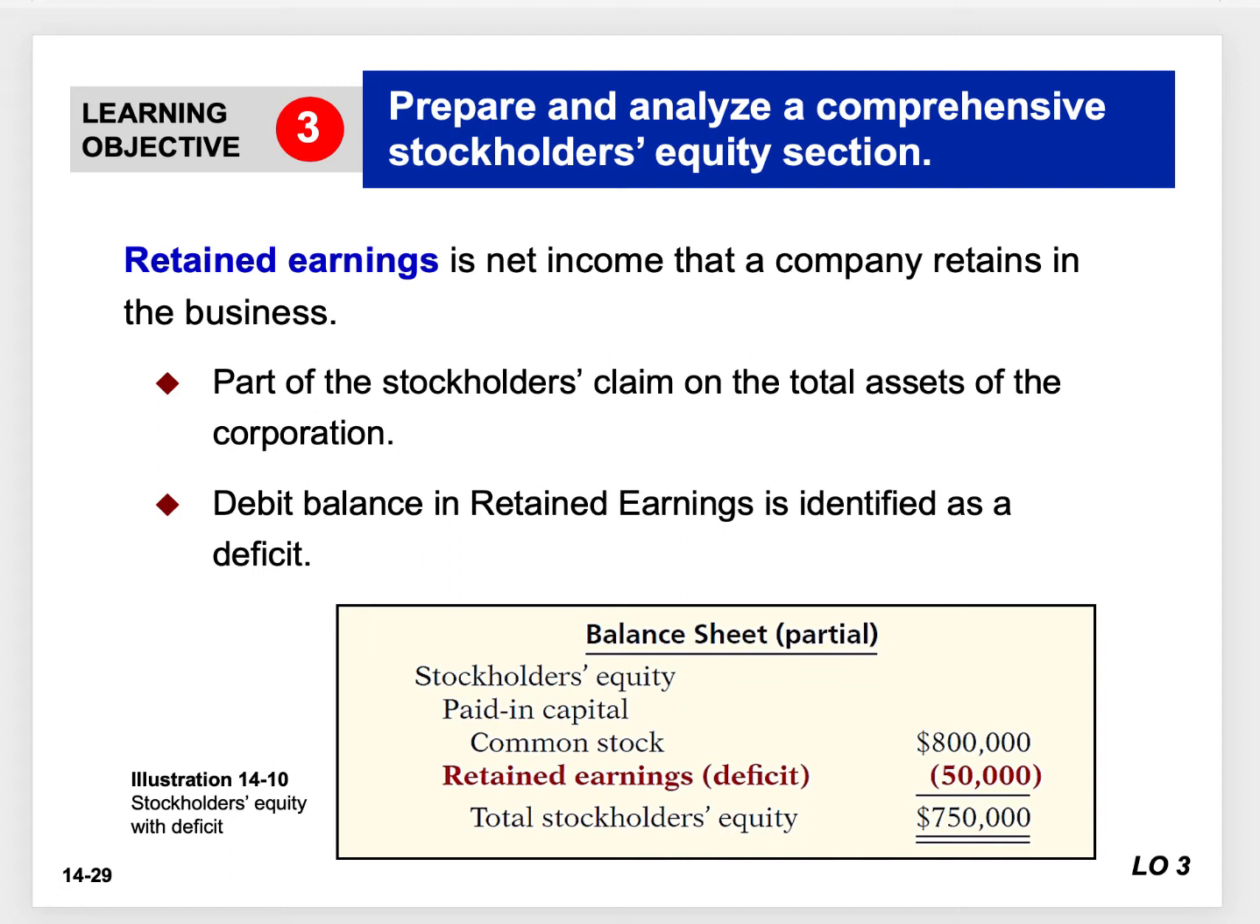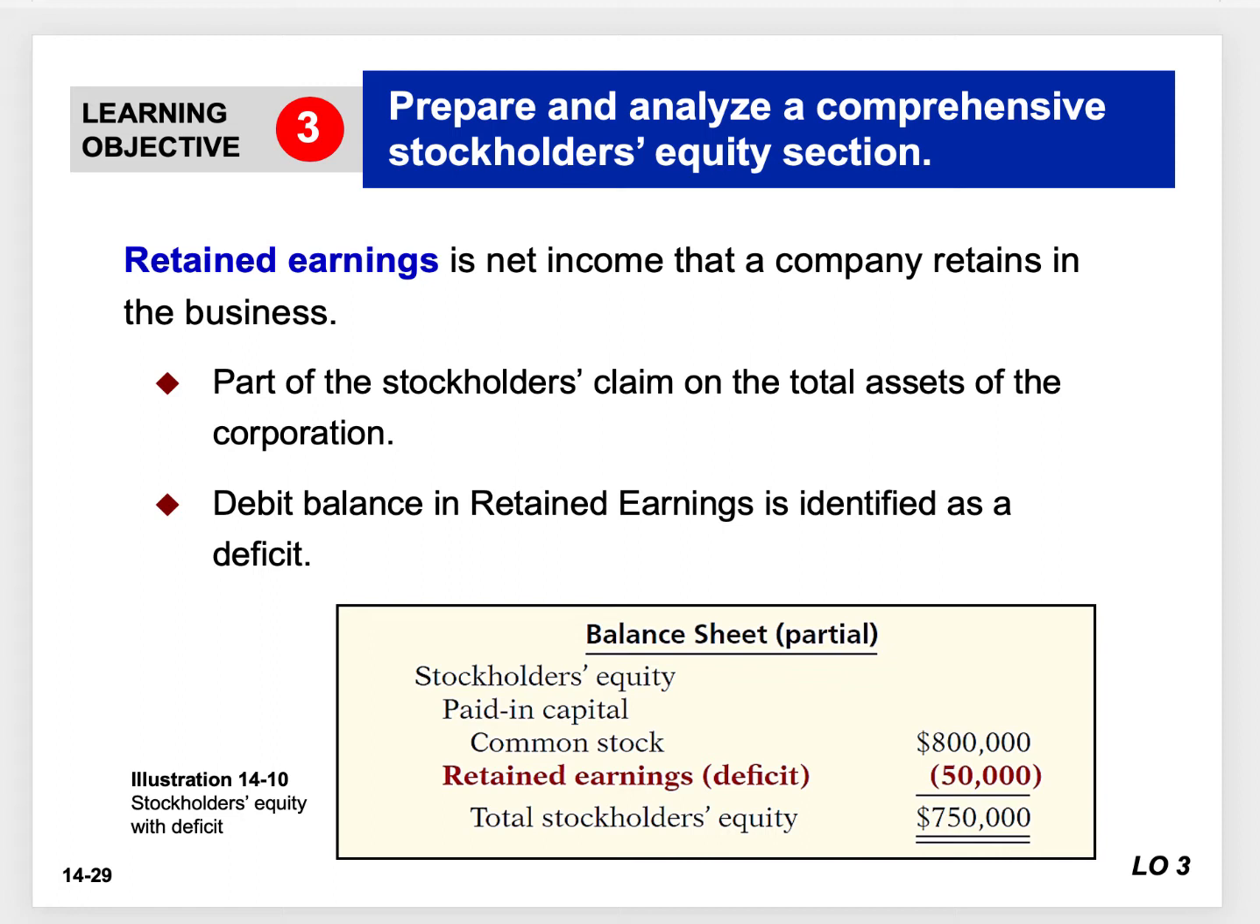So as we go deeper in looking at retained earnings, part of retained earnings is made up of two things. Part of it is the stockholders' claims on the total assets of the corporation. What in the world does that mean? Well, think about it. Stockholders are owners, right? Part of retained earnings is the owner's claim to those assets of the business or of the corporation, okay? A debit balance in retained earnings means that we have a deficit, okay?